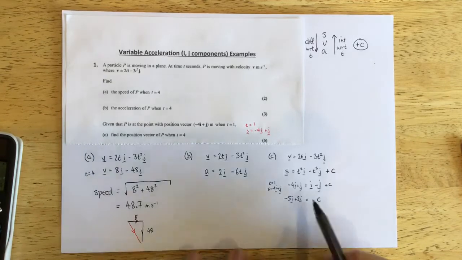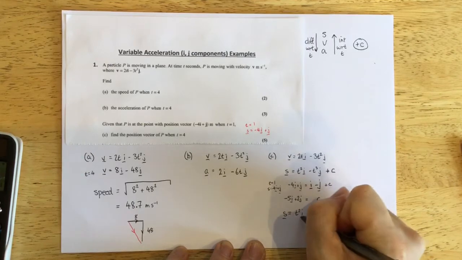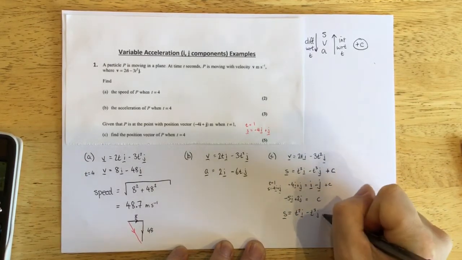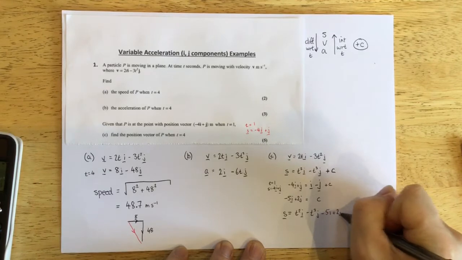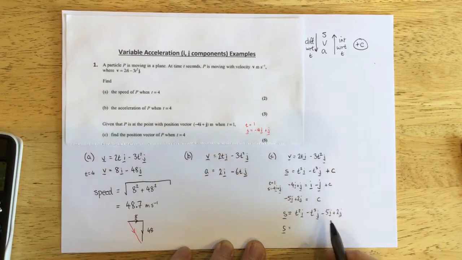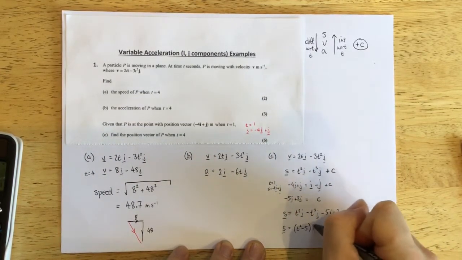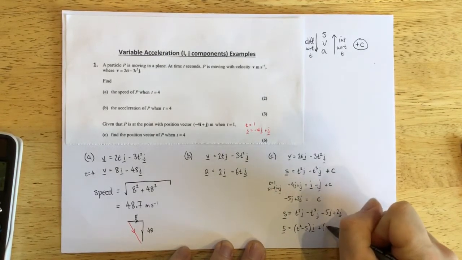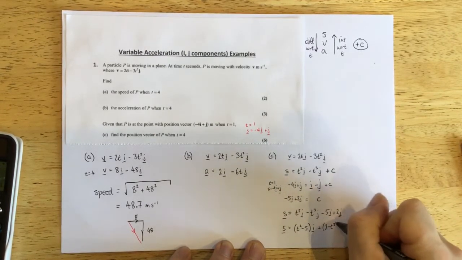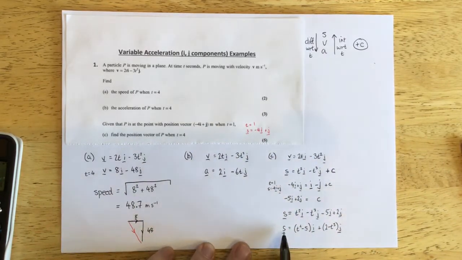Now, we can either tag that on at the end, so we've got s is equal to t squared i minus t cubed j minus 5i plus 2j. That's absolutely fine. Often you'll see it written, and it's quite handy, to bring all the i components together. So that's t squared minus 5 i plus 2 minus t cubed j. This is much handier if we want to differentiate to get velocity or acceleration, although in this case we don't need to do that.